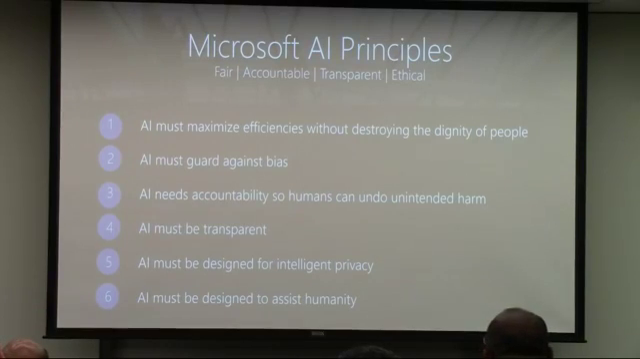Guard against bias, because bad data brings bad results. You have to be very conscious about the data and what kind of biases the data may have. I don't want to go through the examples, but we are seeing the results today. There are tons of examples of machines predicting outcomes for someone based on bad data. Accountable, transparent, private, designed for privacy, and must be designed to assist humanity, which is the last bit and is pretty powerful.